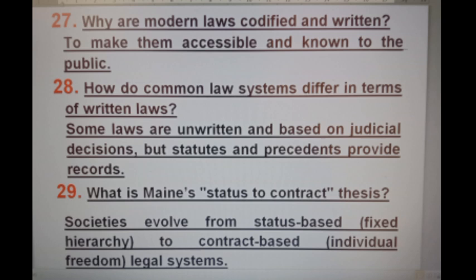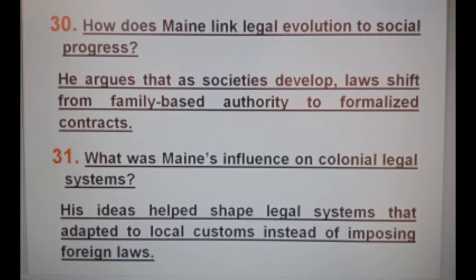What is Maine's status to contract thesis? Societies evolve from status-based or fixed hierarchy to contract-based or individual freedom legal systems. How does Maine link legal evolution to social progress? Maine argues that as societies develop, laws shift from family-based authority to formalized contracts.